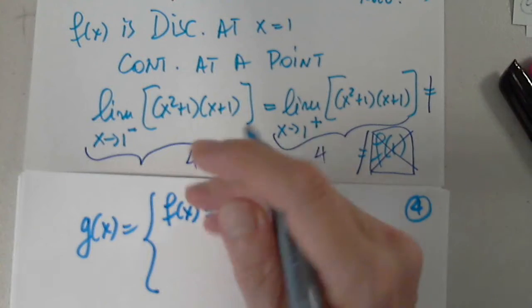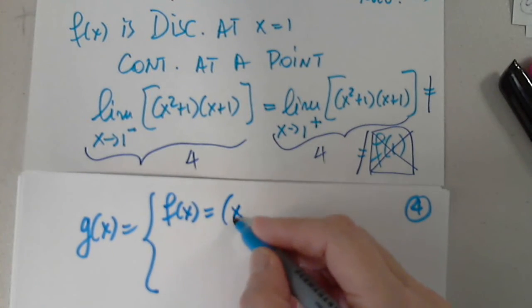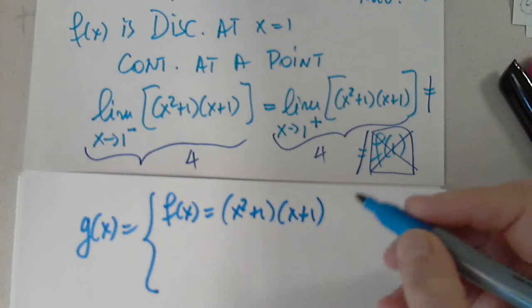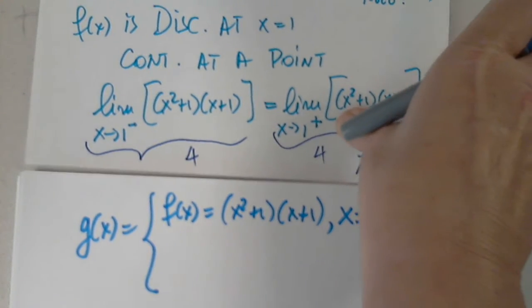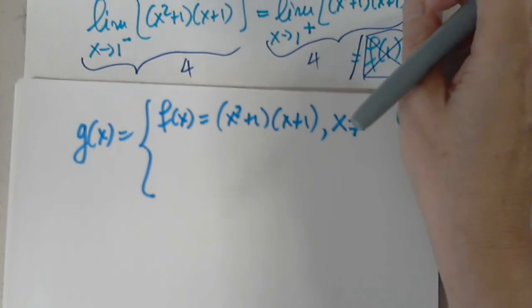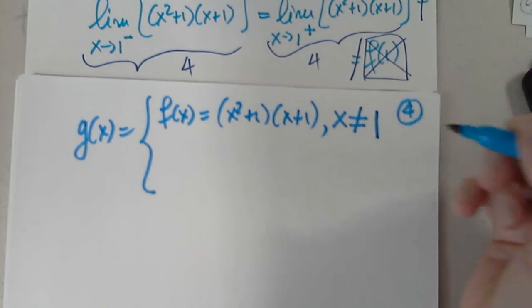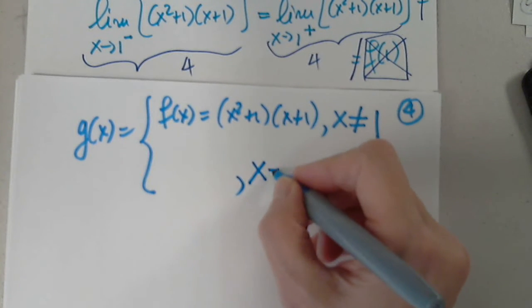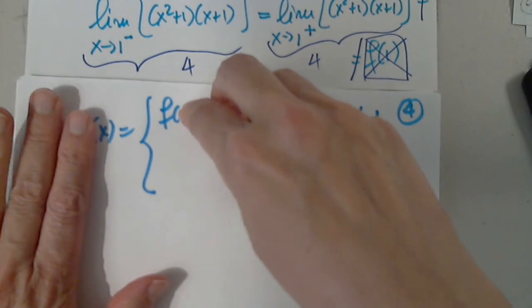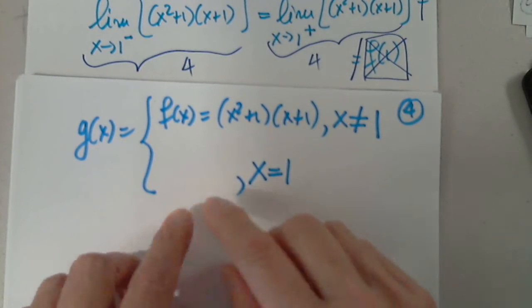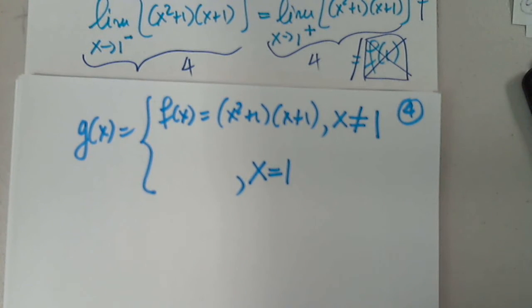You don't have to write f of x here, but I just wanted to emphasize, which is x squared plus 1 times x plus 1 for x anything but, what should I write? For x anything but 1. Excellent. And now I have to establish something else. So g has f in it, but it has to have an additional value that fills in that gap, the gap of x equals 1. But the question is, what number do I need here?